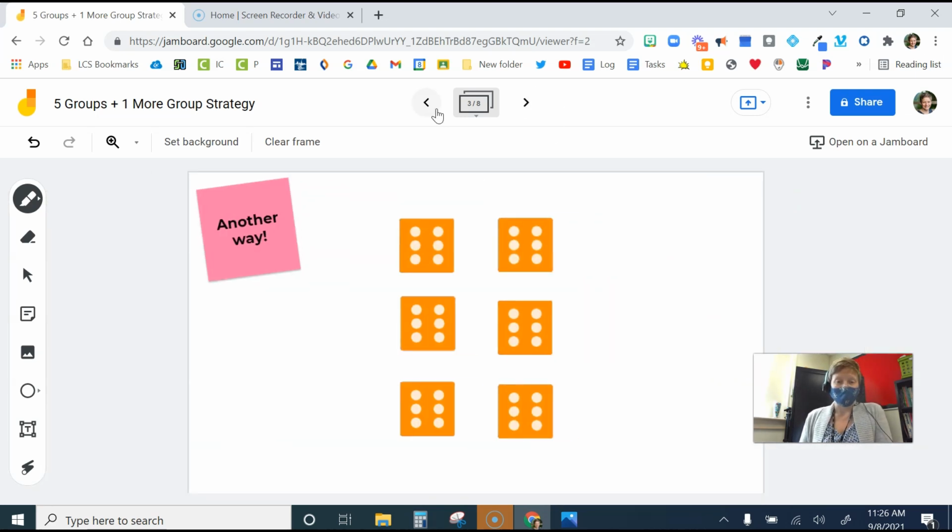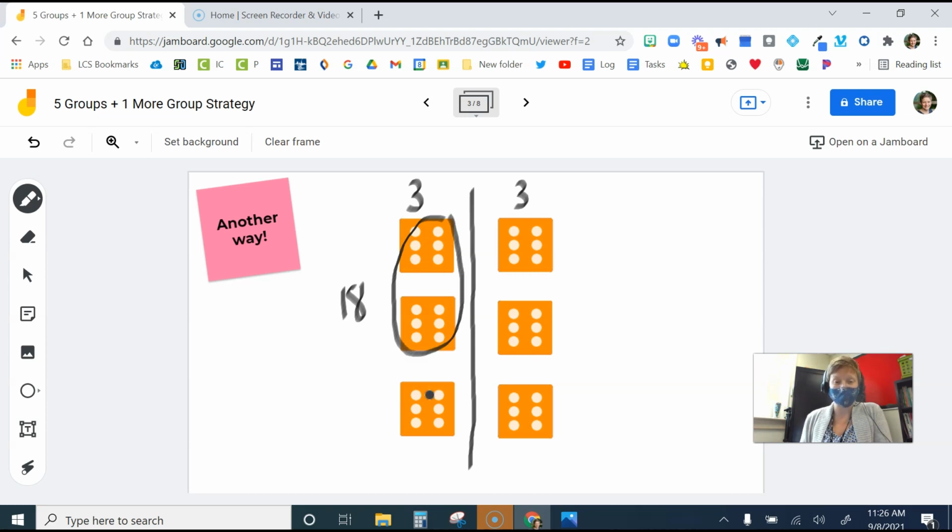Another way that we could do it is if I rearrange those dice, and they're different colors, but when you have 6 groups of something, you can think about that like 3 groups of the thing and 3 more groups of the number, the factor. So if you know 3 groups of 6 is 18, or maybe you had to figure it out by doing 6 plus 6 is 12 and then plus another 6 to get 18, you could double it to find the times 6 fact. So you would do 18 plus 18 to get a total of 36.